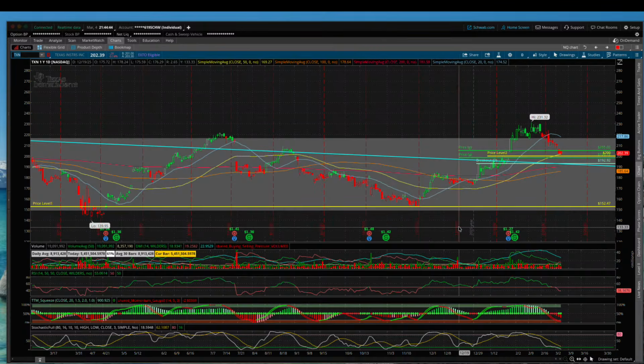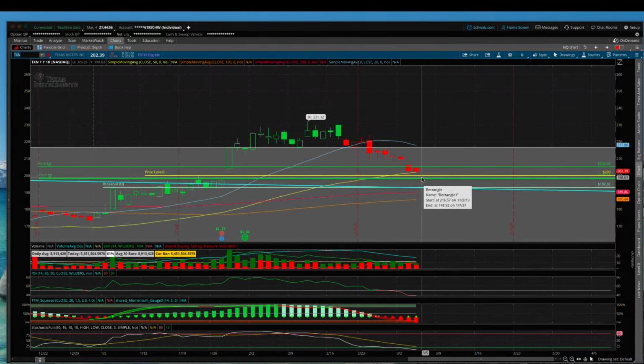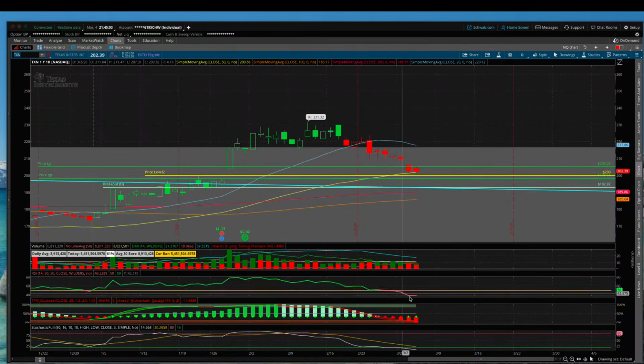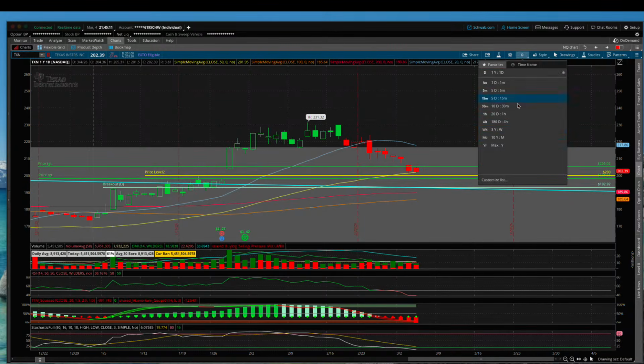TXN. Okay, it filled the bull flag. Now it's coming down to the gap fill. So gap fill is right here at 198. So 198 is your target. That's where it should be going. Got a squeeze firing down. Stochastics going down. RSI down. 198 is your target. Might even get 192. But yeah, this one looks like a good short.